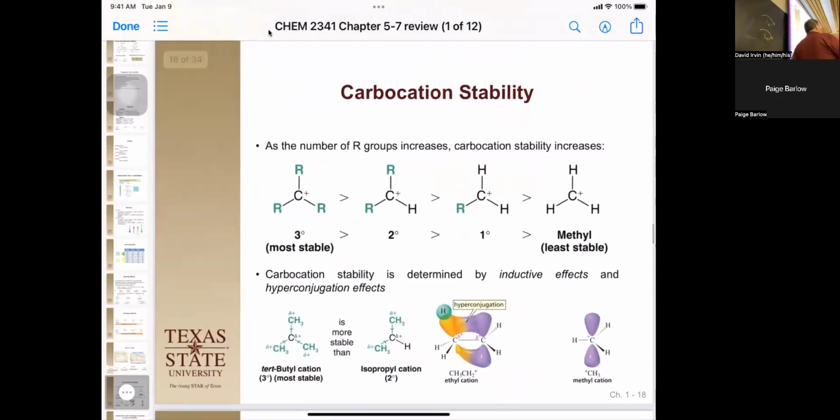Okay, now that leads to the next topic, which was carbocation stability. The more substituted, the more stable, and it's because of both inductive effect and hyperconjugation effect. These keep adding together to make the tertiary even more stable. What's more stable than a tertiary carbocation? The allylic and the benzylic. Those are even more stable because they have conjugation working for them.